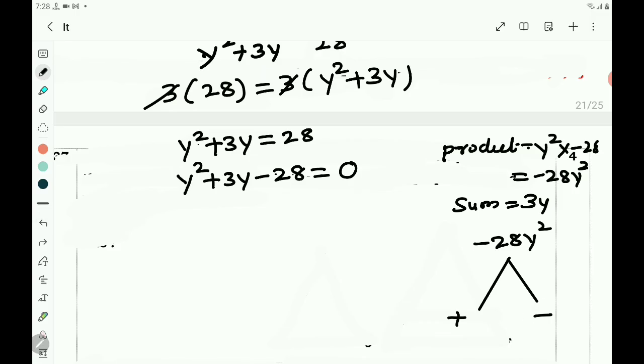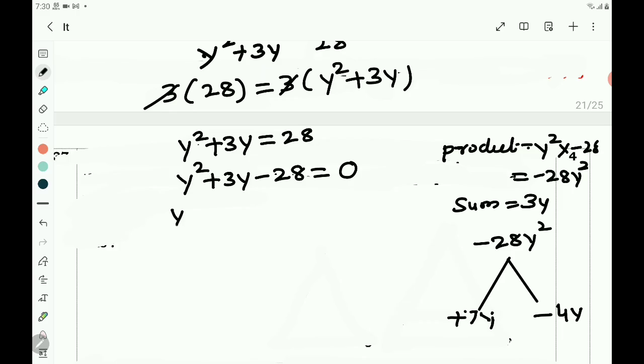In which table is 28 there? 7 4s are 28 and 14 2s are 28. Here we require the difference 3. As the product has different signs, you must get the factors in such a way that the difference equals 3. 7 4s are 28. 7 minus 4 is 3. Then the factors are plus 7y and minus 4y.